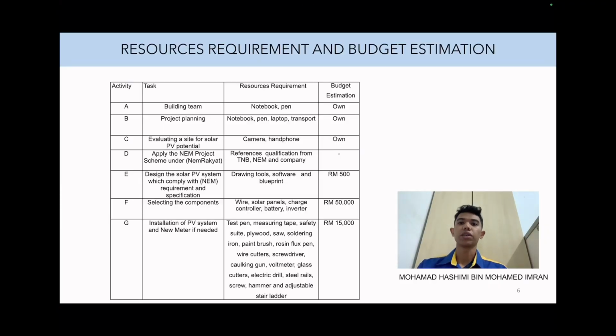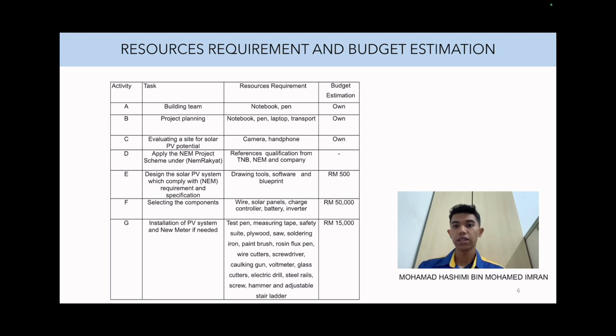My name is Mohamad Hashimi bin Mohamed Imran. Today I will explain the resources requirement and budget estimation. We have around 12 tasks. For example, task E, design the solar PV system which complies with NEM requirement and specification. The budget estimation is around 500.